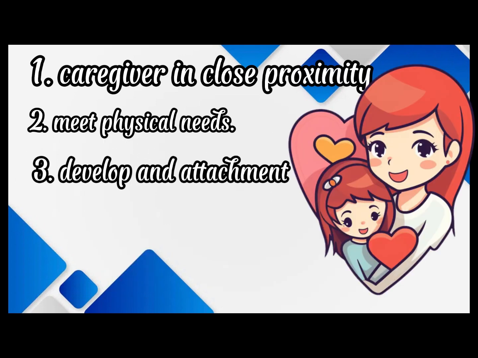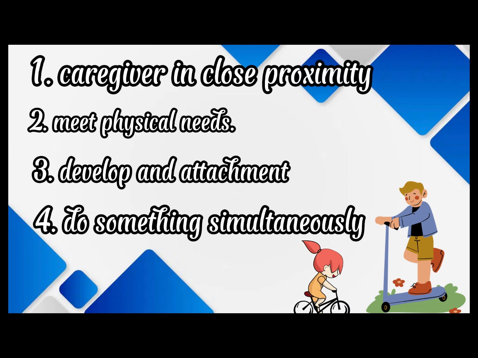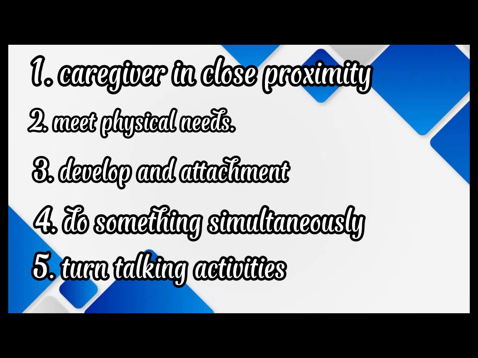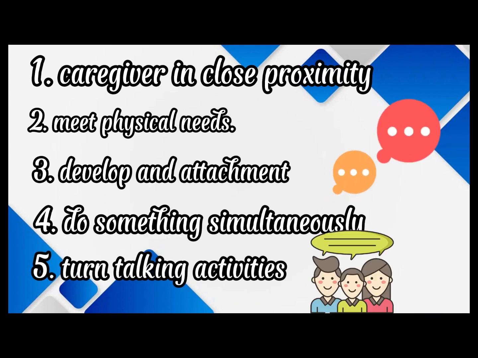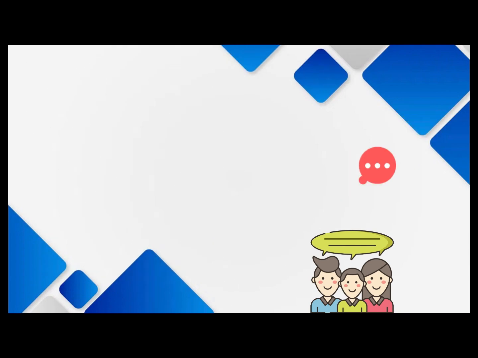Third, the infant must develop an attachment to the caregiver. Number 4, the infant and caregiver must be able to attend the same objects or actions simultaneously. Number 5, the infant and the caregiver engage in turn talking in both verbal and nonverbal behaviors.